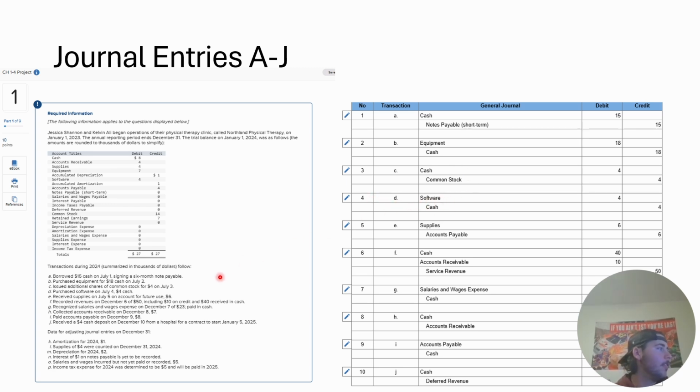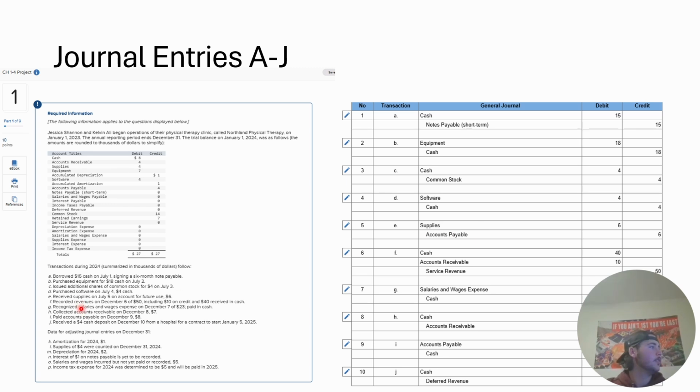Software. D, purchase software on July 4th for $4 cash. Right here, D. So you have to acknowledge you got $4 worth of software. It's in thousands, so $4,000 for software. So 4 to software, 4 to cash. You're paying cash for it. You're crediting cash, and you're debiting software.